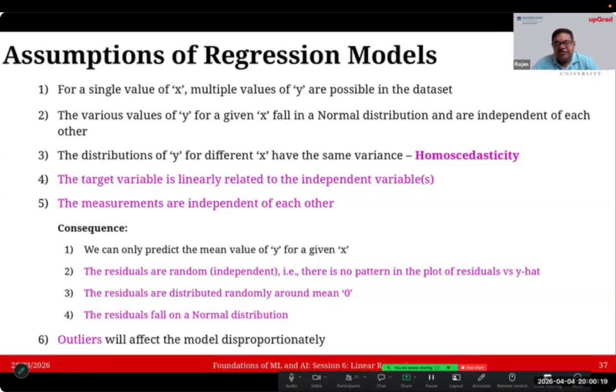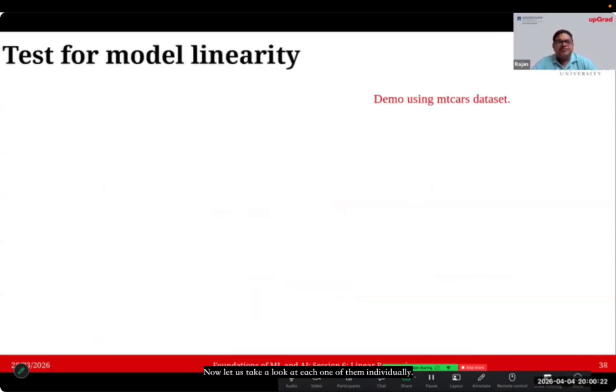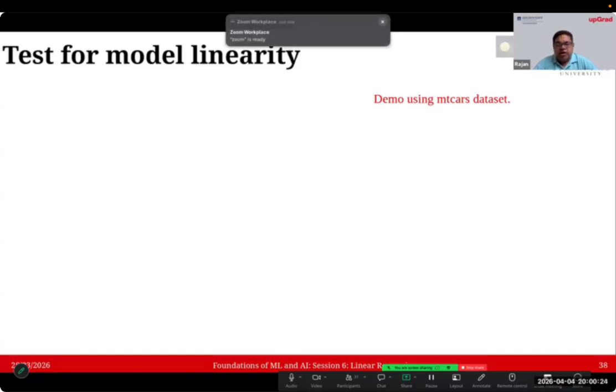Now let's take a look at each one of them individually. That leads us to a different kind of question.